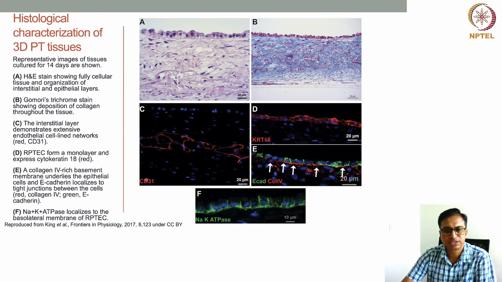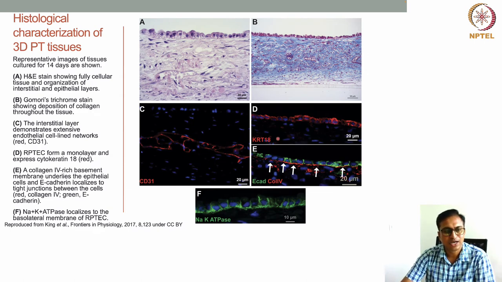The CD31 is basically for the vascular tissue, and everywhere else the trichrome stain, the blue color, shows the deposition of collagen throughout the tissue by the cells present in this particular tissue. C is the interstitial layer, demonstrating an extensive endothelial cell network, creating the vascular network within this interstitial tissue. That is with the CD31 stain.